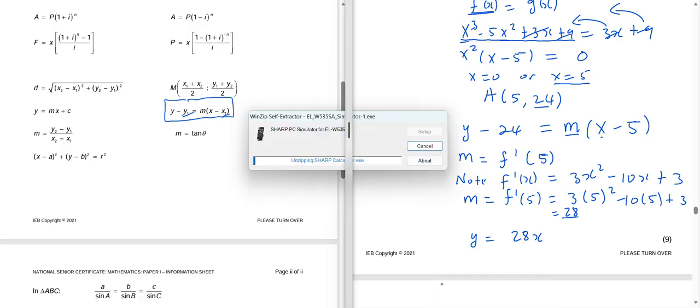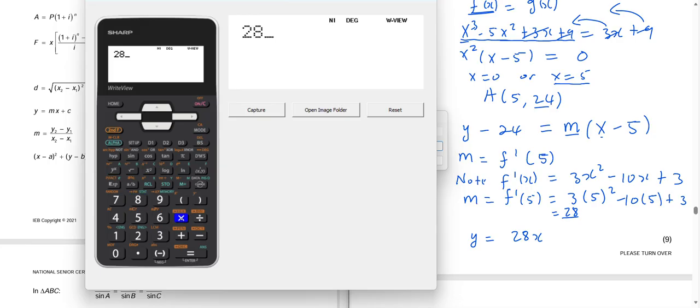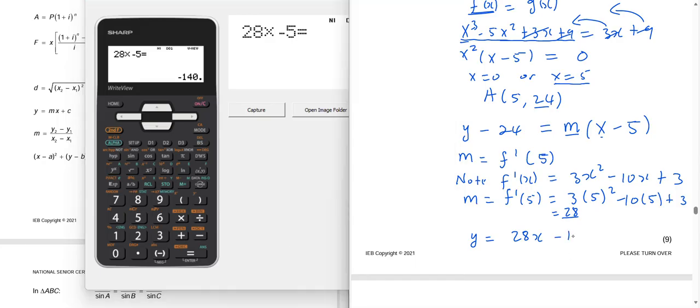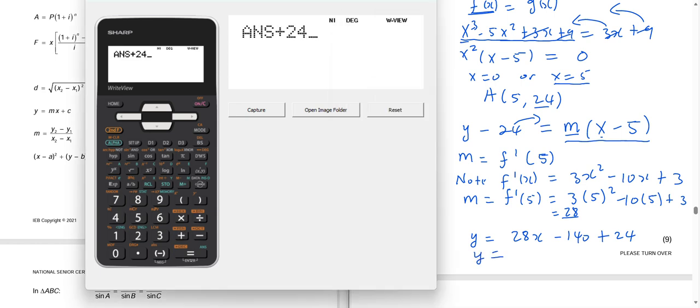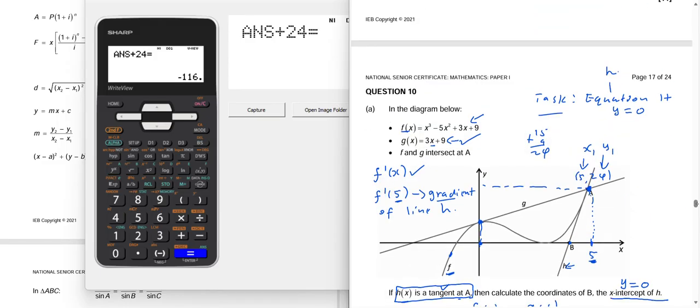so let's also bring the calculator and finish up. We are saying 28 times minus 5 is going to be minus 140. And then minus 140, because remember, we have simplified the right hand side so far. We will need to throw this to the other side, meaning we need plus 24. So y is equal to minus 140 plus 24, that is minus 116. So it is 28x minus 116. So this y that I've got is the equation of the line H.